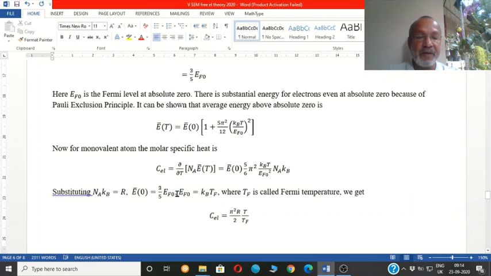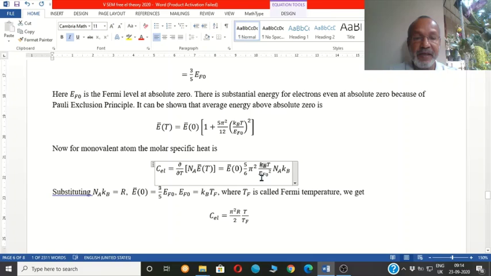This is done only for convenience. We can actually remove this Boltzmann constant k_B from the formula if you substitute like this. So this E_F0 is cancelled, so k_B T by k_B T_F will be there. So k_B and k_B will cancel, and then you will get T by T_F.